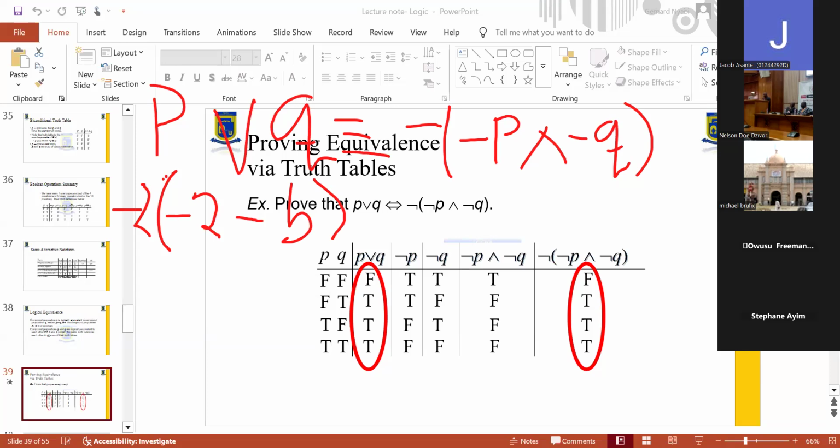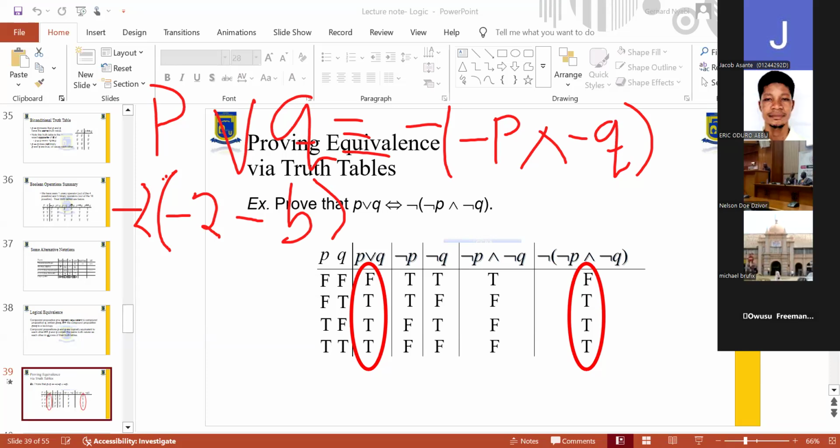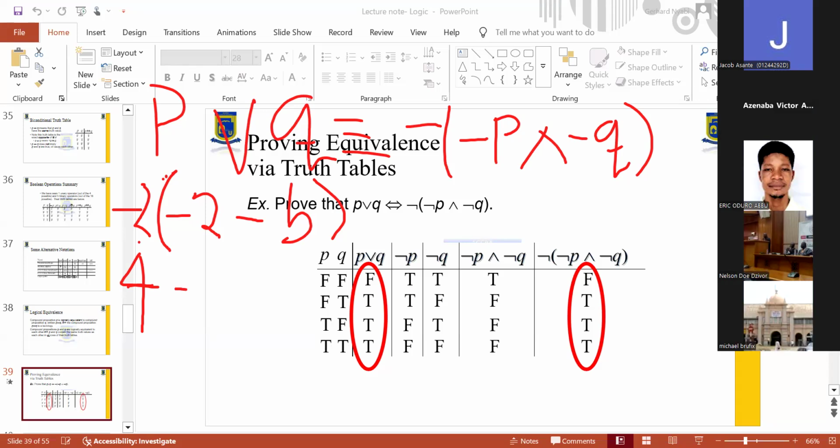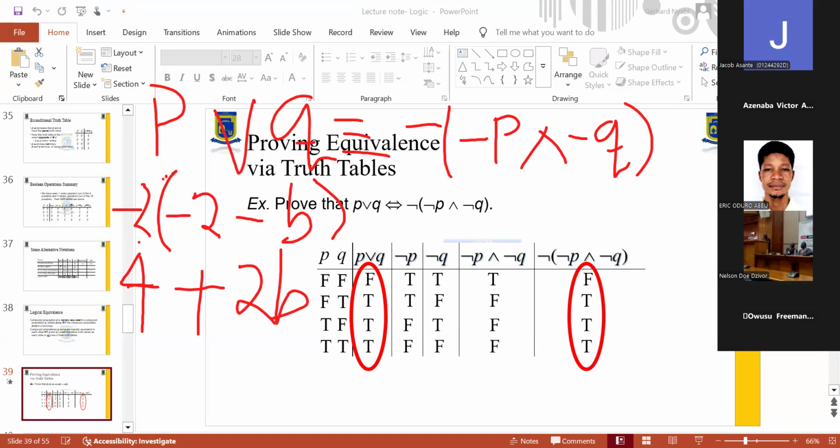Negative 2 times 2 will give you what? Positive 4. Negative 2 times negative B, what will it give you? Positive 2b. Can you see that this negative has affected this negative as well, right? So even though this was a negative, it turned to what? Positive. Is that not so?